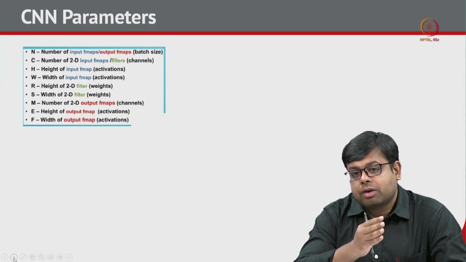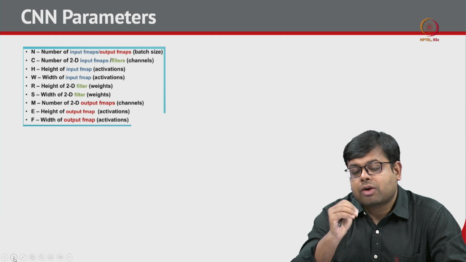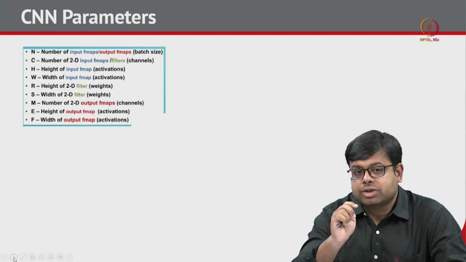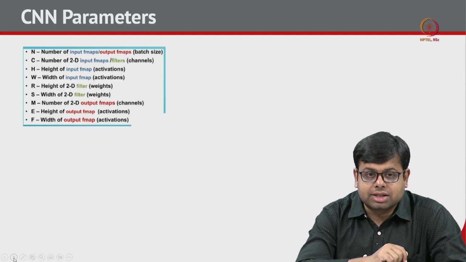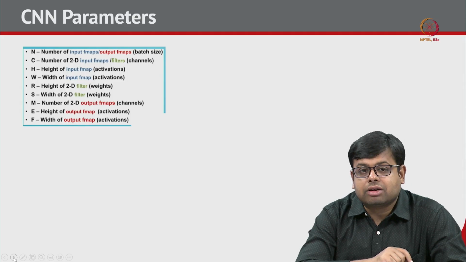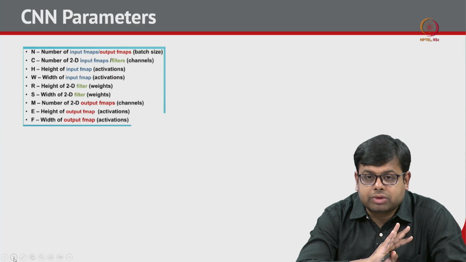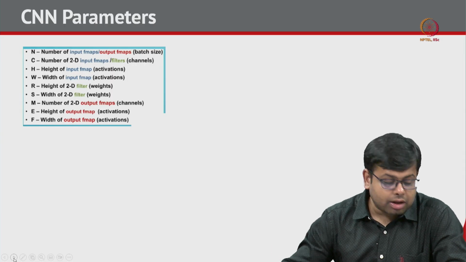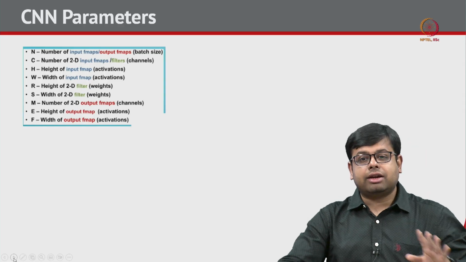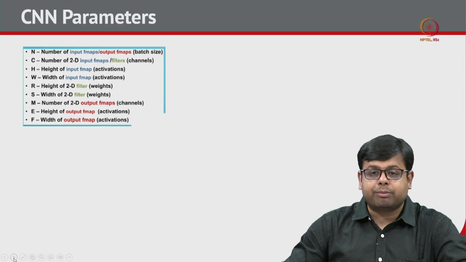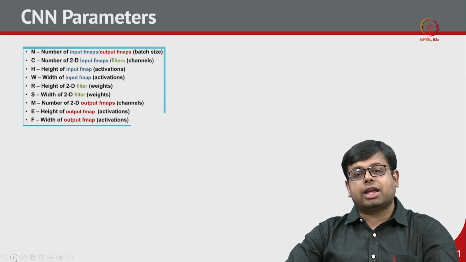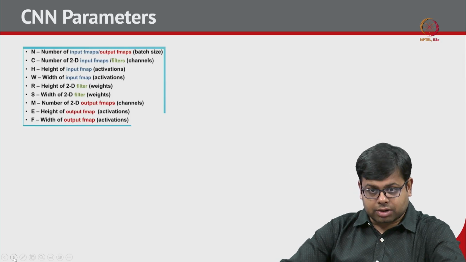Remember, the number of filters is equal to the number of output feature maps, the number of channels in the output feature map. Then we have E and F as the height and width of the output feature map, which we will obtain from the convolution, correct. Now, remember, at the end there is some program or some computer code which is actually executing this convolutional neural network.